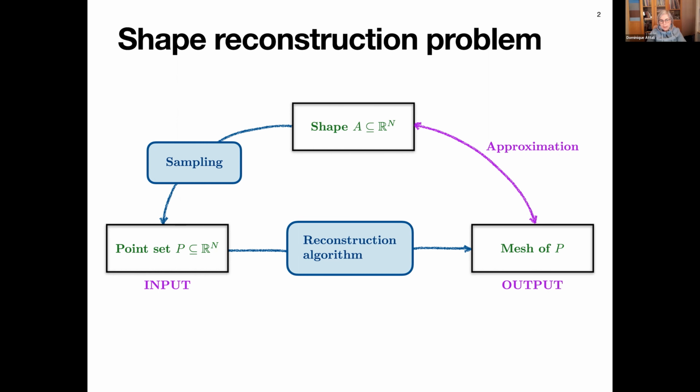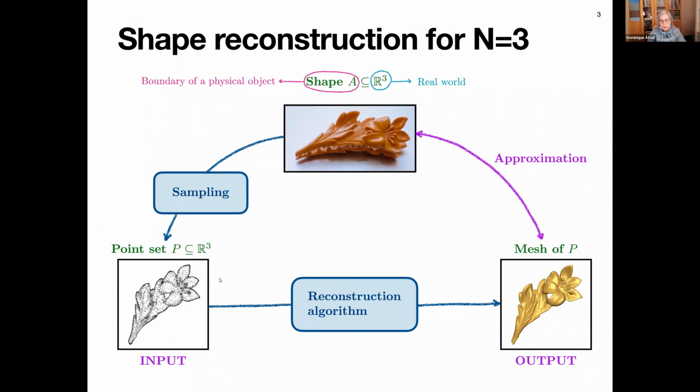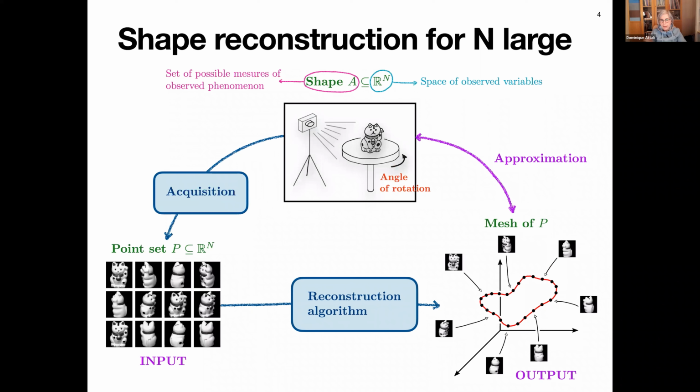This problem has been well studied, in particular when the point set lives in R3. Typically in that case, the shape is the boundary of a physical object, and we are measuring points on this physical object. Given as input those points, we would like to output a surface. This has application to reverse engineering, but the shape reconstruction problem also has application in machine learning.